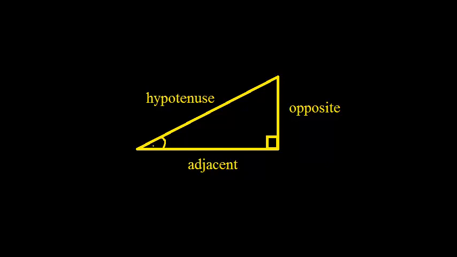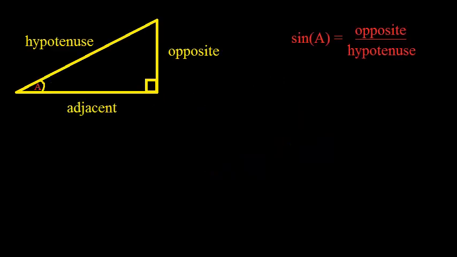So with respect to this angle, we have the opposite side from that angle, the adjacent side from that angle, and the hypotenuse, which is always the same. It's always opposite our 90-degree angle. We can use these definitions of sides for our trigonometric functions. So if I have some angle A here, the sine of that angle A is equal to the opposite side over the hypotenuse of that triangle.